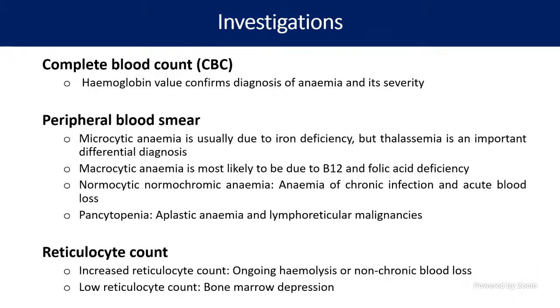So the next investigation we can do is check the retic count. If the reticulocyte count is increased, that means hemolysis is going on. That is most commonly seen in the hemolytic anemias. But if it is low, that means your marrow is not working. Marrow is not producing the cells. Okay.